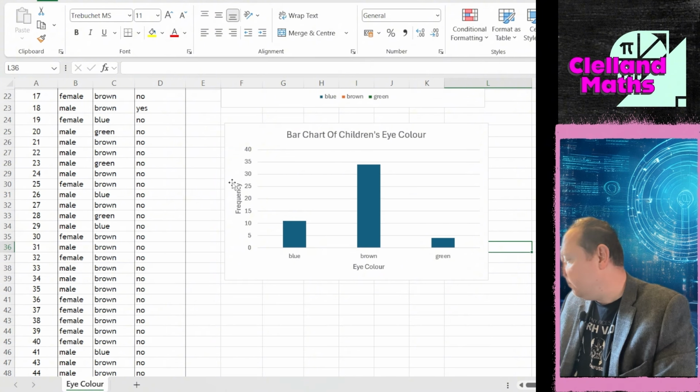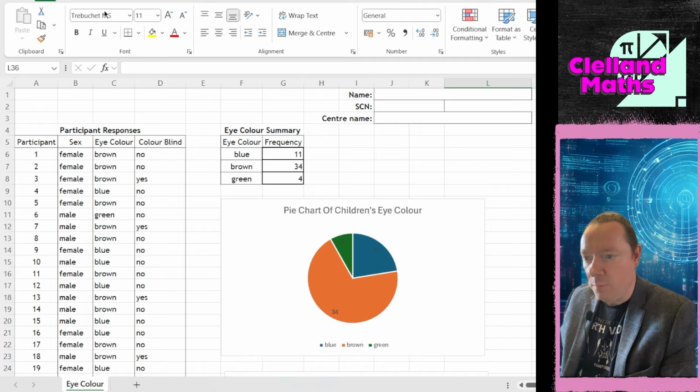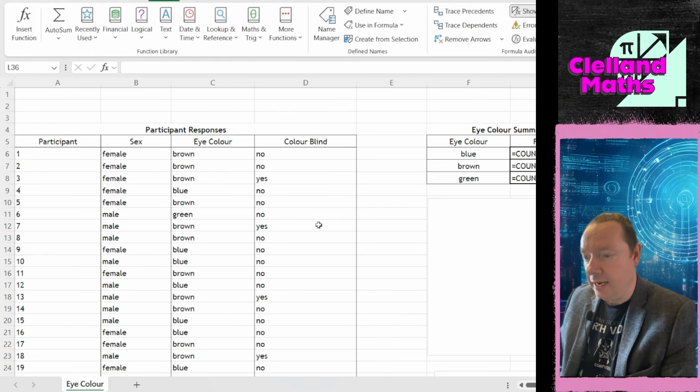Print the eye colour worksheet in formula view and value view. Ensure the chart is visible on one page. So as usual, file print, and if you want formula view, formulas, and then we go to show formulas and you get it, and then you go to file and print, and we're done there.